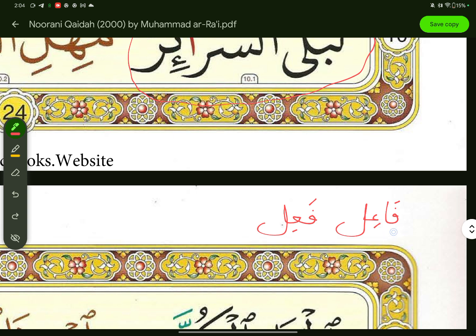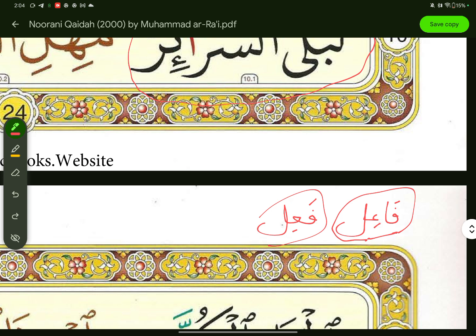So the first one here is fa'il because of the elongation here. Fa'il, and this one is fa'il. This one means doer, like a person that does something. A fa'il is someone who does something. Fa'il is a verb, like the word verb in English. So fa'il is a verb, and fa'il is the person that does a verb, like the doer of the verb.